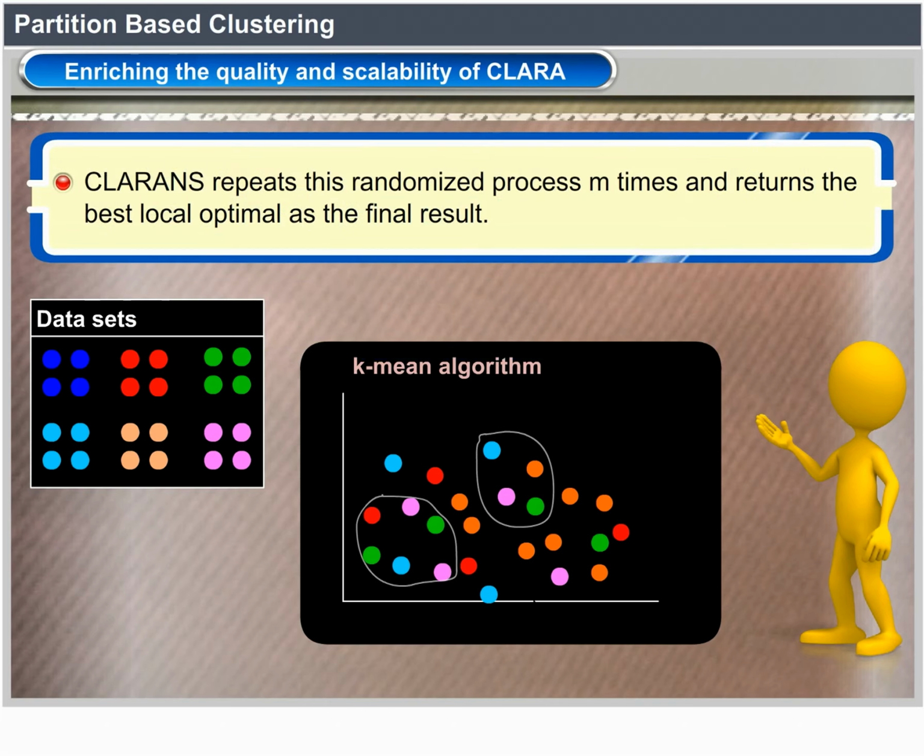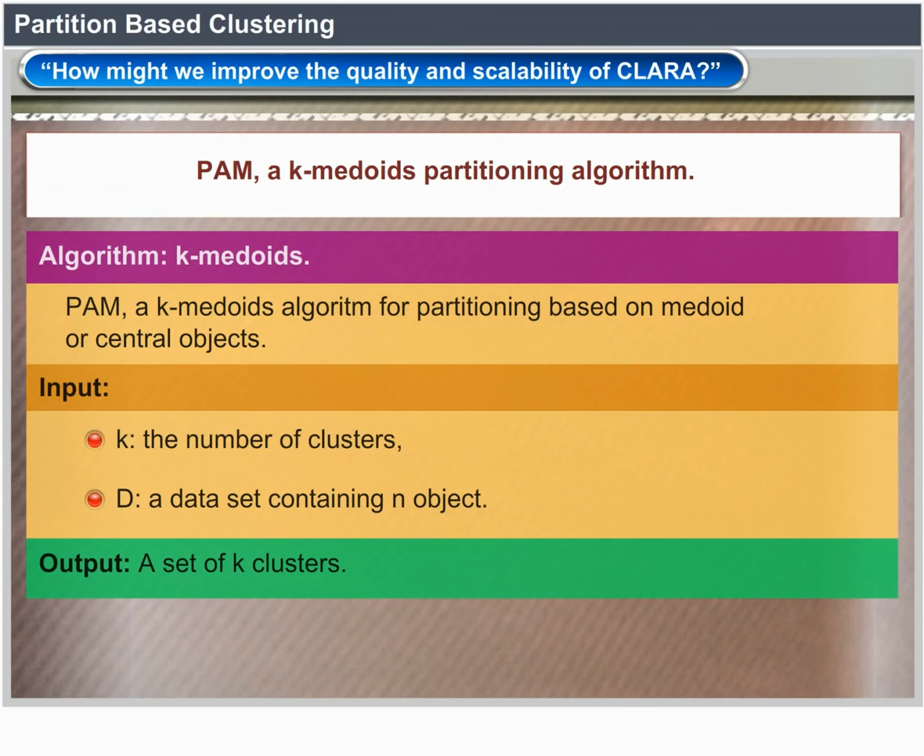Algorithm K-medoids. PAM, a K-medoids algorithm for partitioning based on medoid or central objects. Input: K, the number of clusters; D, a dataset containing n objects. Output: a set of K clusters. The method is as shown on the screen.